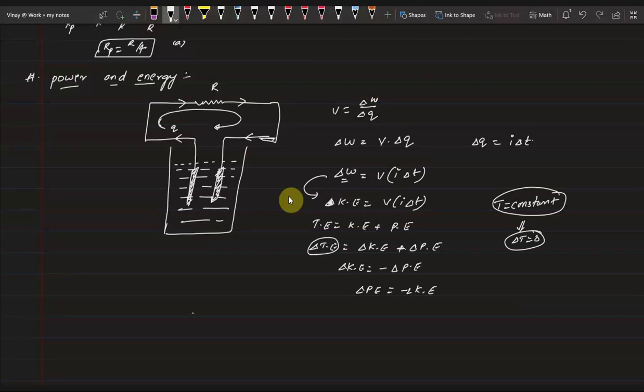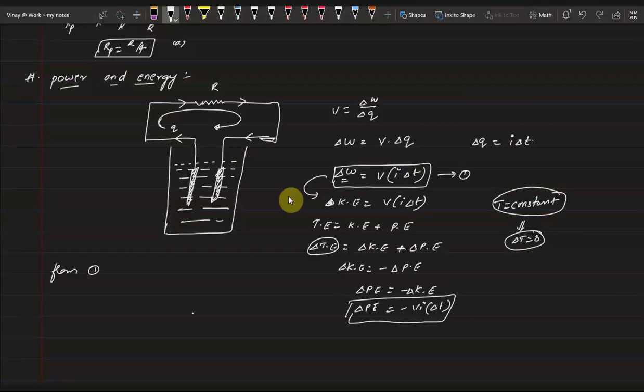The delta kinetic energy that we just calculated is minus V into I into delta T. Generally, this is taken as the energy stored or the energy lost across the resistor. This can also be written like this. I'll take it as equation number one. So from equation number one, we can write delta W by delta T is equal to V into I.